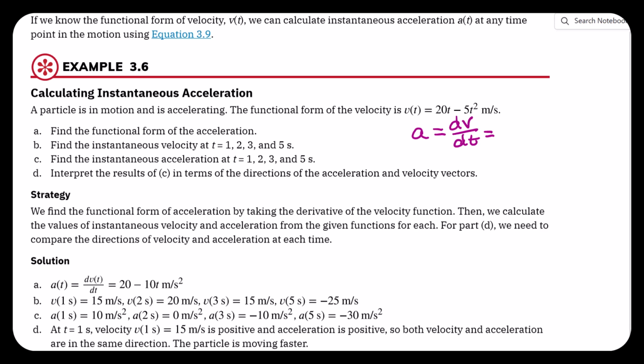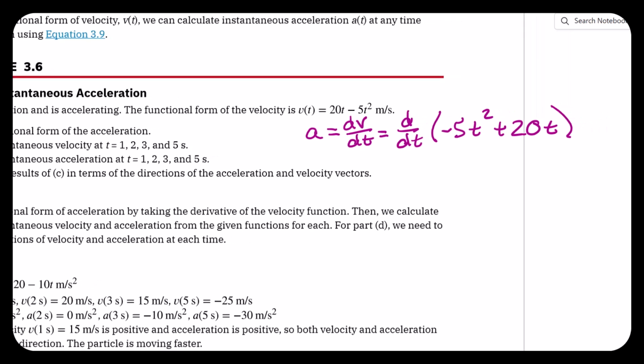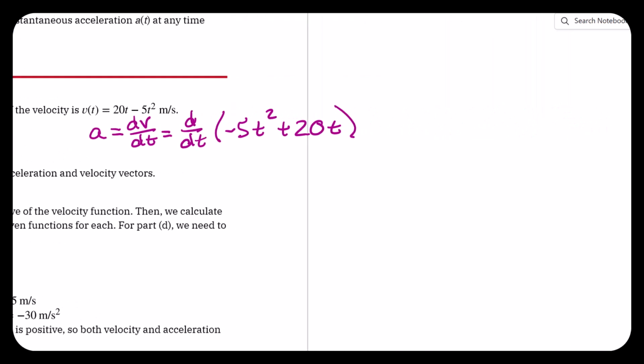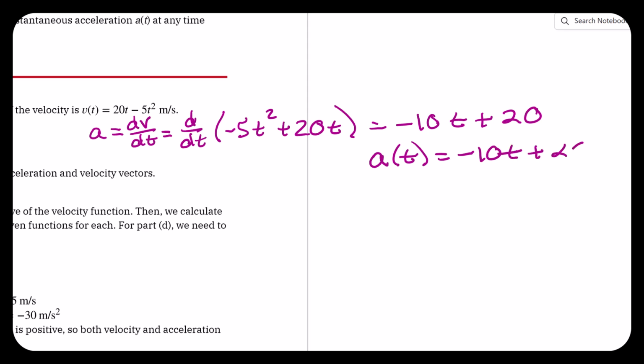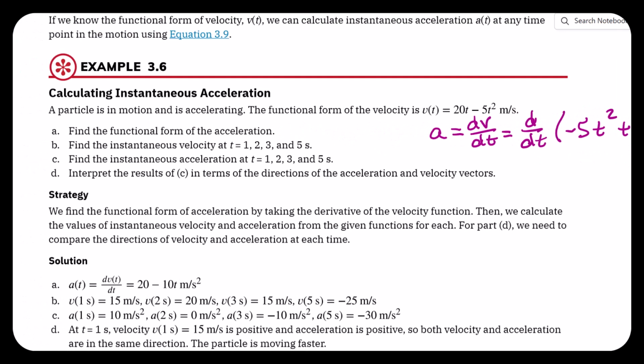So d/dt of negative 5t squared plus 20t. And yes, I'm doing the thing where I rewrite it in my order because I'm a pretty princess. So minus 10t plus 20. That's the acceleration. So acceleration in functional form, which makes it sound like other forms are dysfunctional, a(t) equals negative 10t plus 20. Look at that. That's so nice.